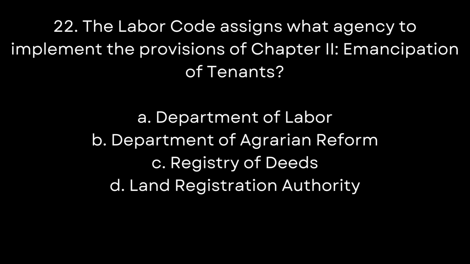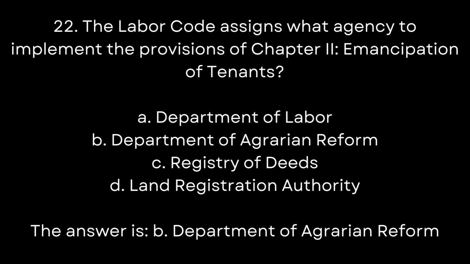22. The Labor Code assigns what agency to implement the provisions of Chapter 2? A. Department of Labor. B. Department of Agrarian Reform. C. Registry of Deeds. D. Land Registration Authority. The answer is B. Department of Agrarian Reform.